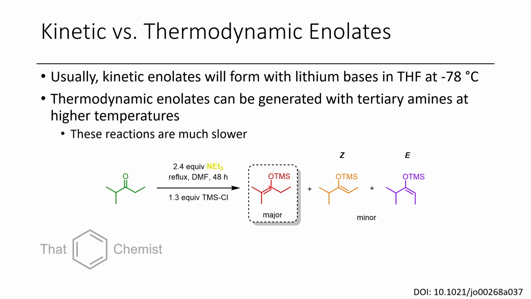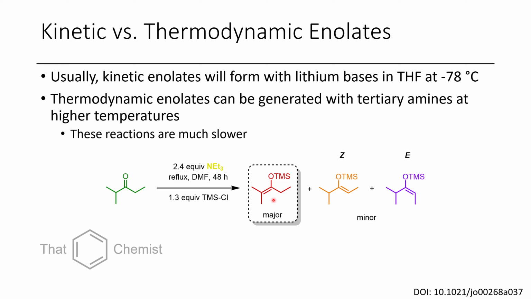However, if you want to get the thermodynamic enolate, which is essentially just the more substituted olefin, you can use different conditions. So you can use triethylamine in refluxing DMF for 48 hours, and you'll tend to get the major product, which is the thermodynamic enolate.